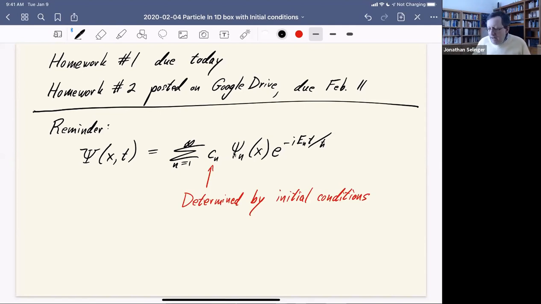We were talking about a couple things with initial conditions.